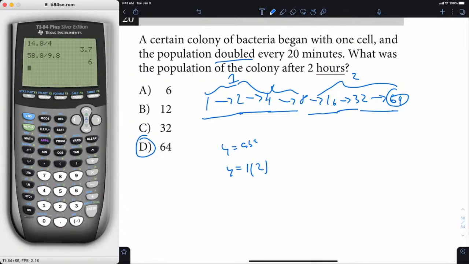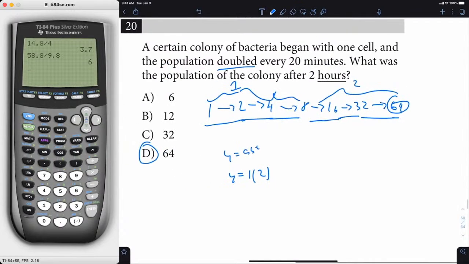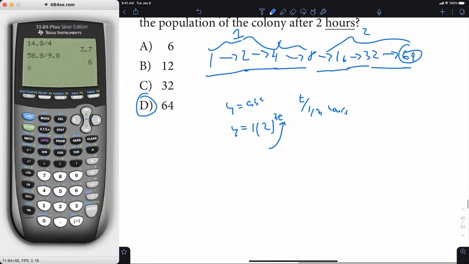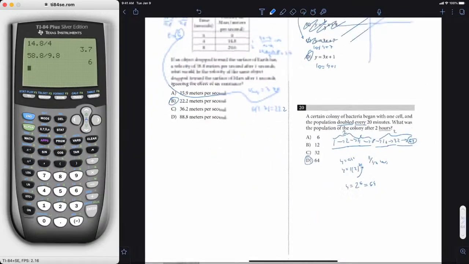And then for the t, the exponent's going to be a little bit tricky, but every time you see something that says every, you have to divide, right? So if it was every 3 hours, we'd be t over 3, etc. In this case, you have to be careful because we want 20 minutes in terms of hours. Well, 20 minutes is really 1/3 hours, right? So we'd have to do t over 1/3 hours, which is just going to be 3t. And they want after 2 hours, so we plug in 2 for t. So y equals 2 to the 6th, which is equal to 64. Cool.